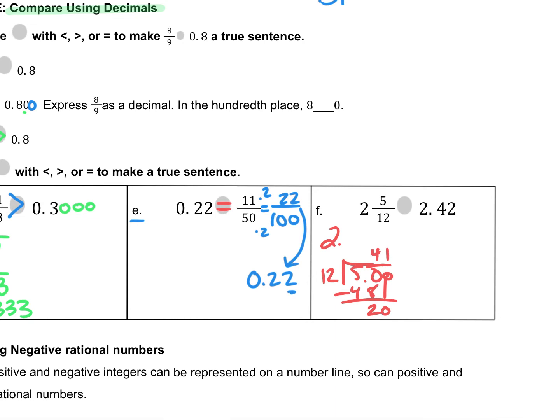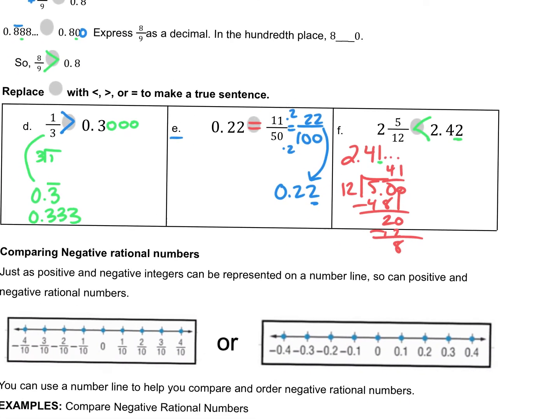So already, it's going to keep going. This fraction is not going to be super nice. And I could keep going, but I already know it's 2.41 something. And I can tell that 2 is greater than 1. So 2 and 5/12 is less than 2 and 42 hundredths. So you have to make those judgments as you go.